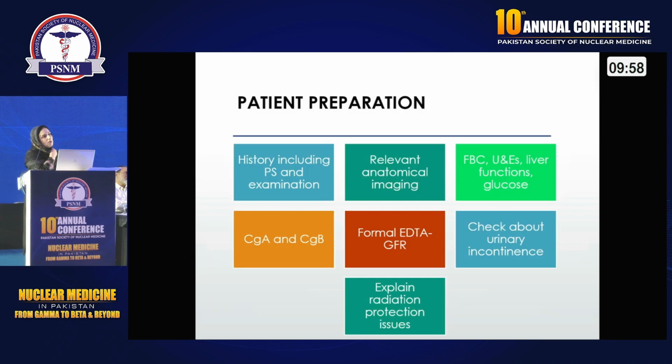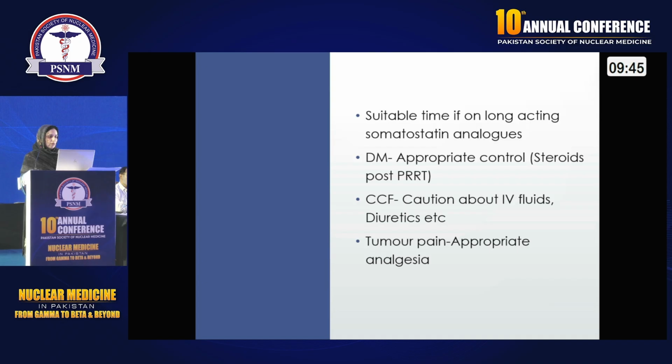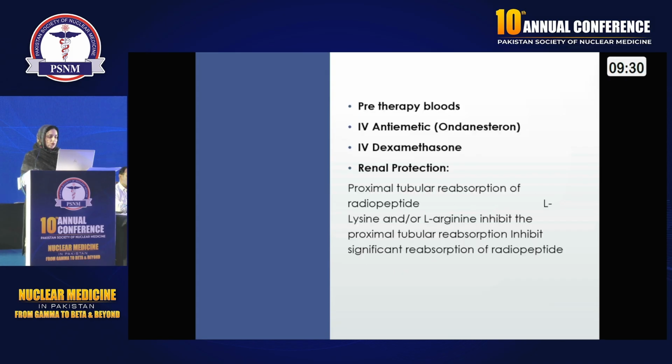Along with the history, physical examination and imaging, we like to formally document their GFR, check urinary continence and explain radiation protection issues. We want to check the level of their diabetes control, because we like to give steroid cover. If they have heart failure, we will try to restrict the fluid given. So after pre-therapy bloods, we give IV antiemetics, steroids, and amino acids for renal protection.